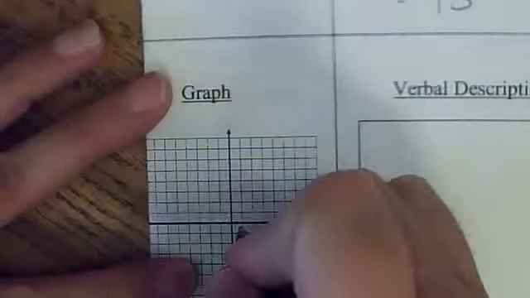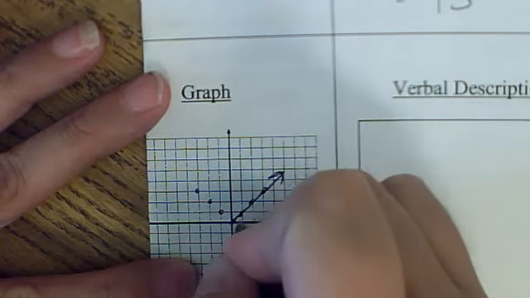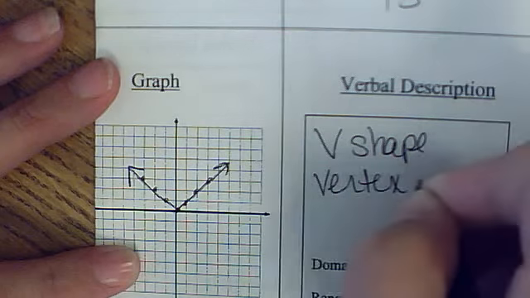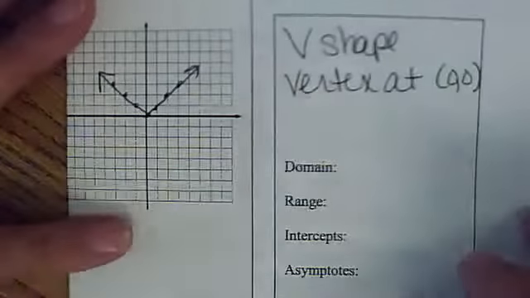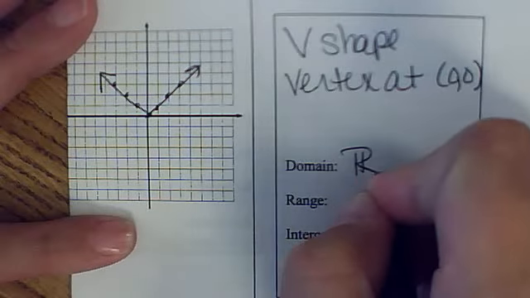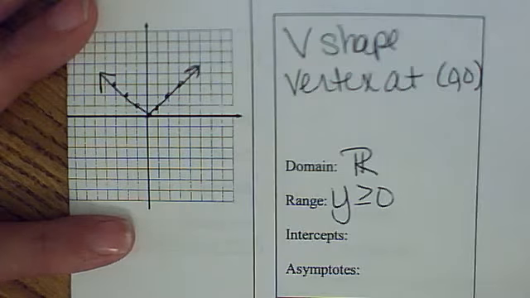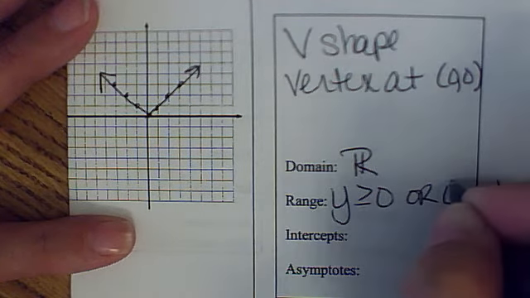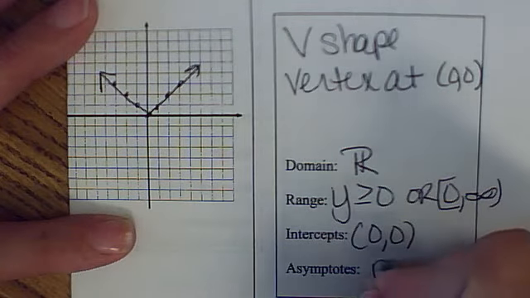So when we graph that, you end up with a V shape with a vertex at 0, 0. So it's similar to the parabola, except this one's V-shaped and the other one's U-shaped. Domain is all real. The range is the y's greater than or equal to 0, or 0 to positive infinity. The intercepts are 0, 0, and no asymptotes.